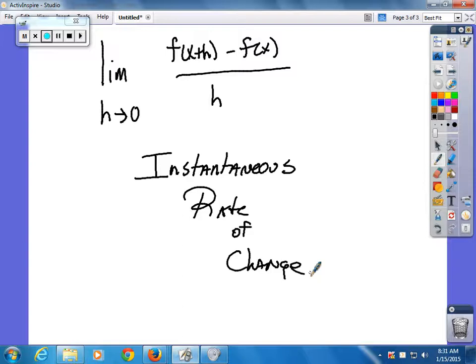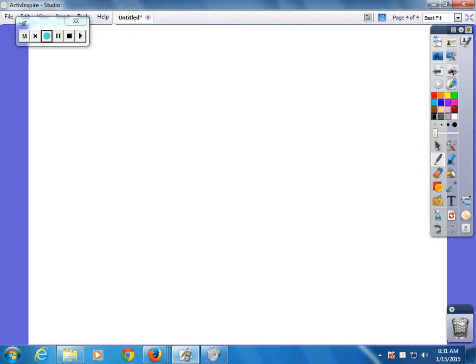Well, that's all fine and dandy. So let's do a problem. F of x is equal to x squared plus 4. All right, do that one with the rate of change.